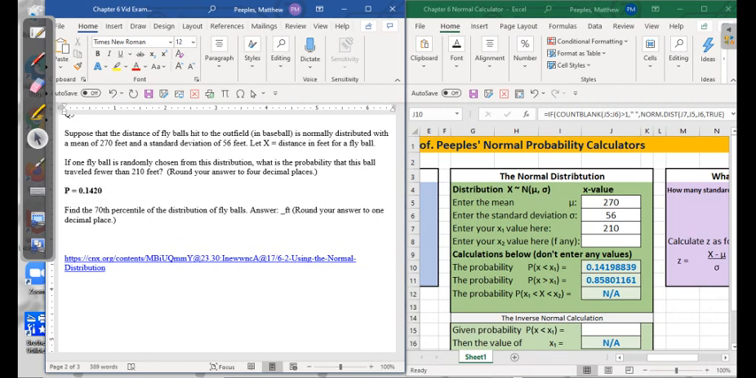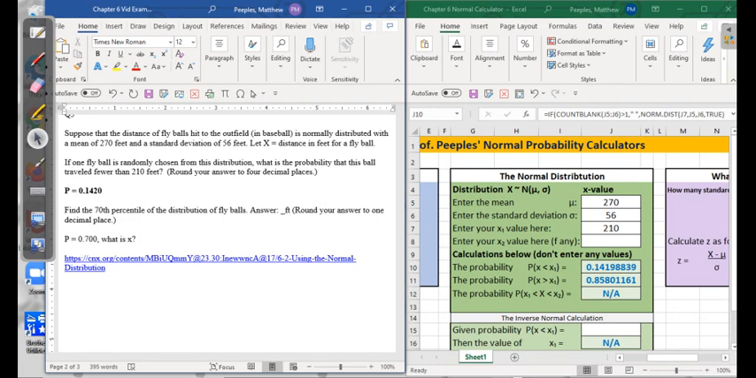Now the next question asks us to find the 70th percentile of the distribution of the balls. In other words, we're saying, all right, we're looking for the distance such that 70% of all fly balls will be less than this number of feet. How do we do that? Well, in this case, we're given the probability. We're told that the probability is equal to 0.70. The question is, in this case, what is x?